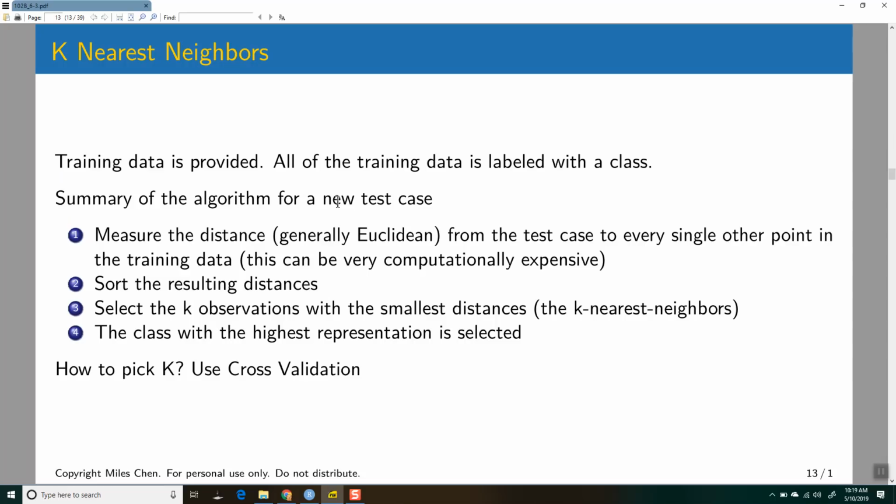And so you'll have a new test case, right? So what the KNN does is it takes in a new test case, and the first thing you're going to do is measure the distance, and this is generally the Euclidean distance, but there's no rule against using the Manhattan distance, the L1 distance, or some other metric of distance, okay?